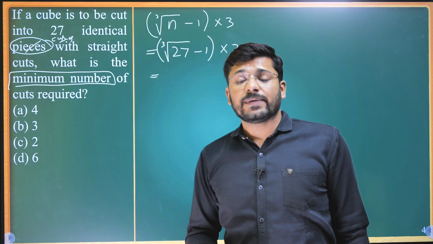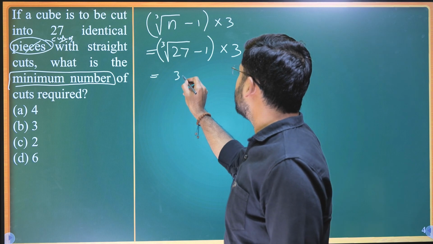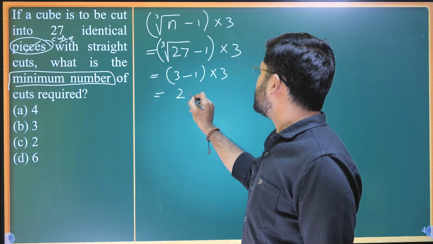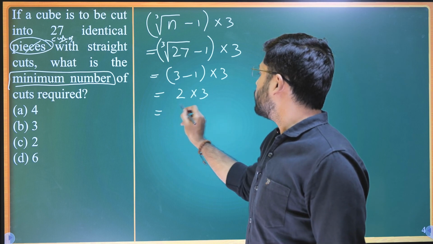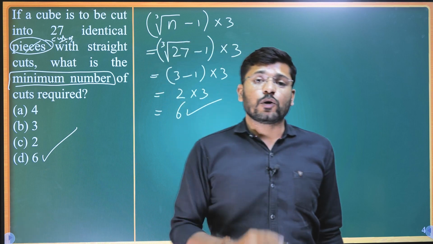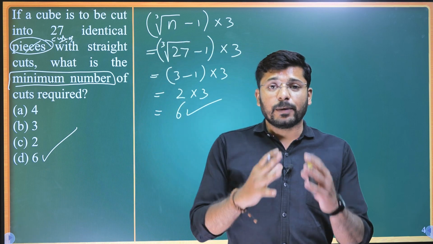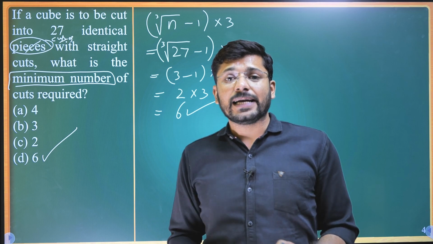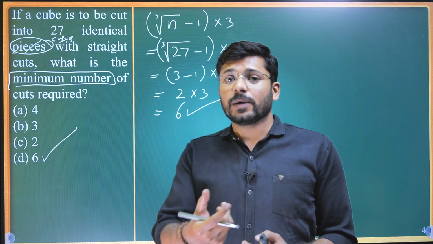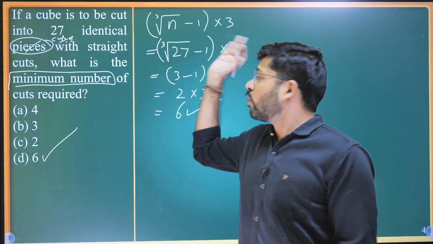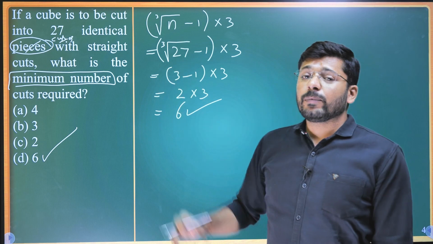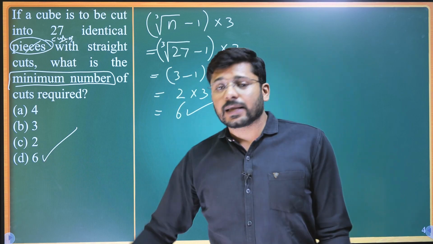What is cube root of 27? It is 3. 3 minus 1 into 3. So 3 minus 1 is 2 into 3. That would be 6. So your answer is 6 cuts are required to cut a bigger cube into 27 identical smaller pieces, because each of those smaller pieces will be cubes themselves, and we have a formula for cutting a bigger cube into smaller cubes, that is cube root of n minus 1 into 3. So your answer would be 6.